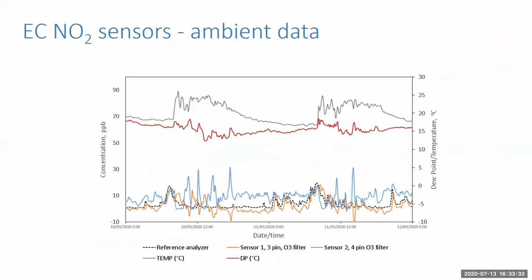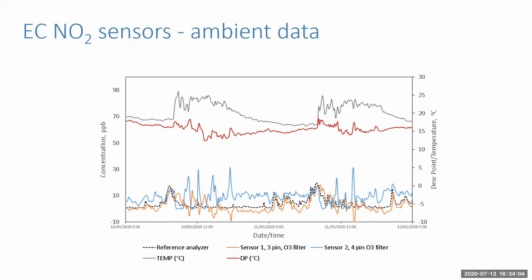This slide shows some typical responses of NO2 electrochemical sensors when put into ambient air. The upper traces are from temperature recording in grey, dew point in red. The lower traces, the black dotted line is the reference analyzer. The orange line is a 3-pin NO2 sensor with an ozone filter. The blue line is a 4-pin NO2 sensor with an ozone filter.